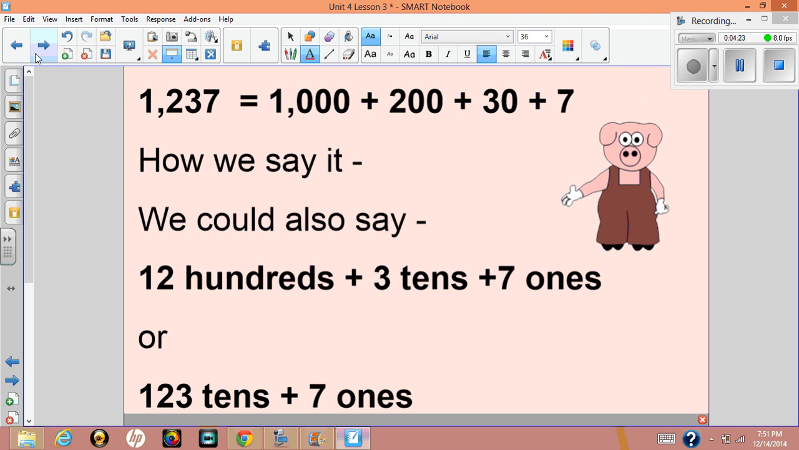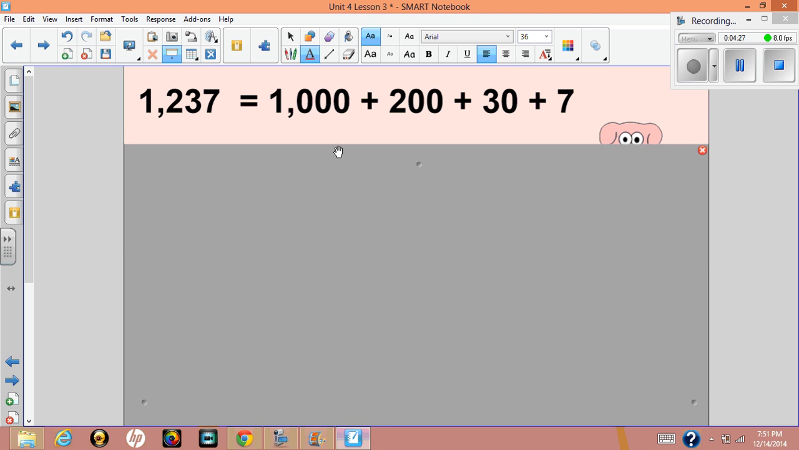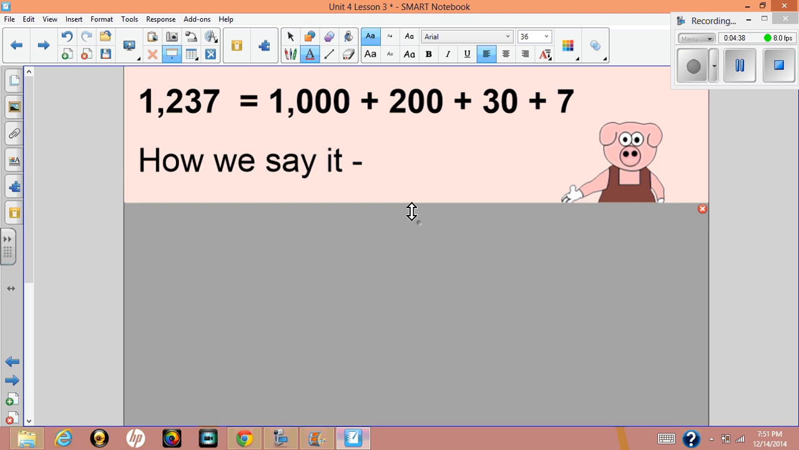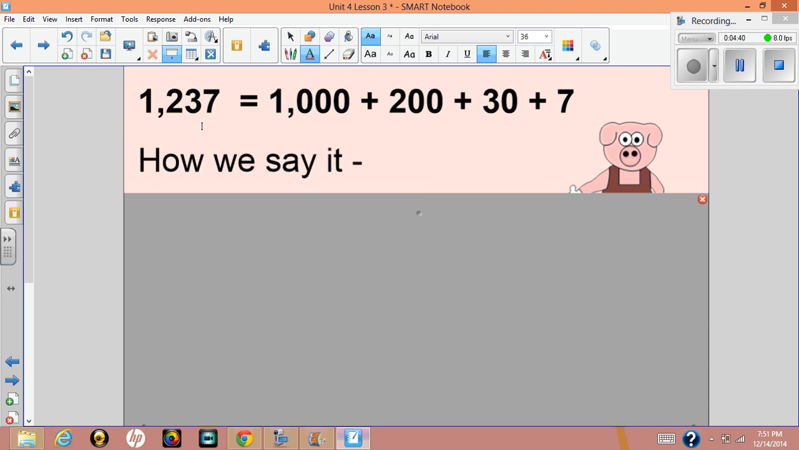Let's look at this. The same number, 1,237, in expanded form, 1,000 plus 200 plus 30 plus 7. How do we say it? We say it in the same way. It's 1,237. Now let's look at some different ways that we could expand this number.